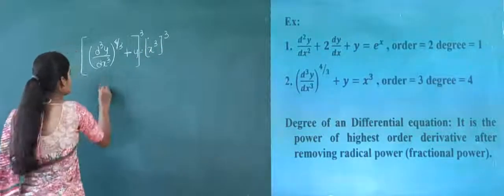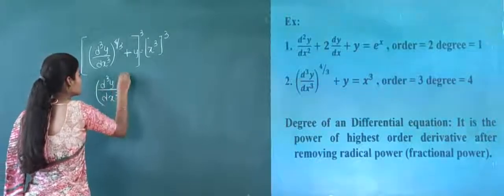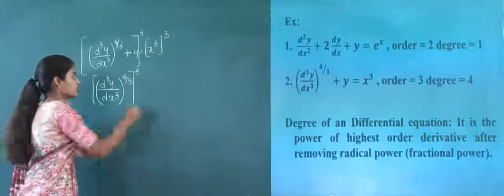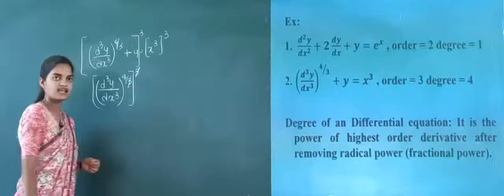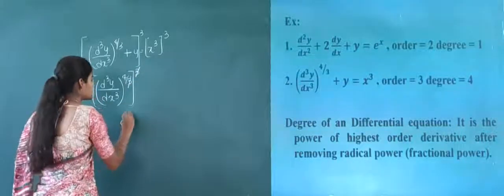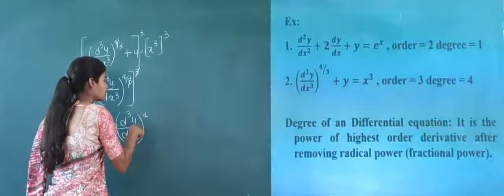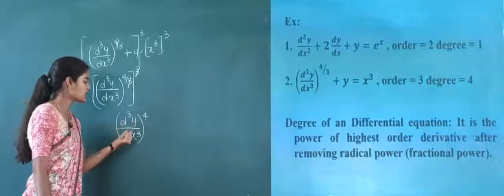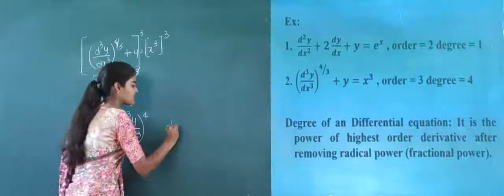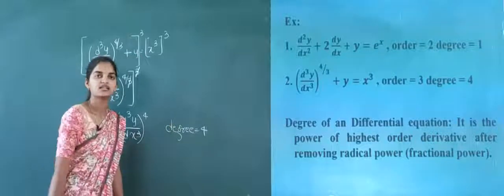Yes, here after expanding, somewhere you will get 4/3 and again its cube, that is a cube value. Now this 3 and 3 I will cancel. Yes, 4/3 into 3 you will get, that 3 gets cancelled. So what is remaining? d cube y by dx cube raised to 4. Yes, for this highest order derivative d cube y by dx cube, now what its power becomes? That is 4. Therefore now I can write here degree is equal to 4.